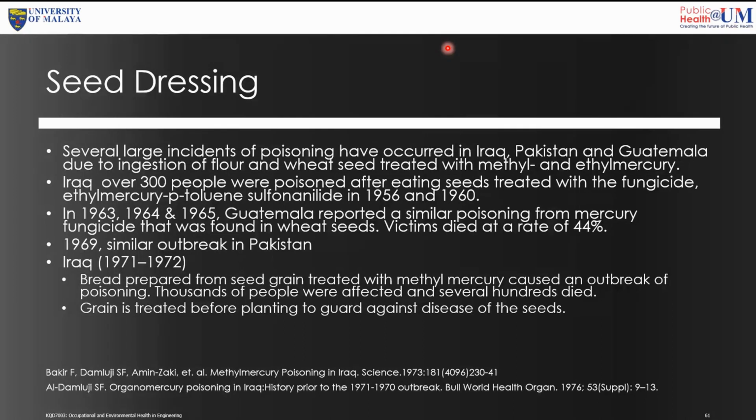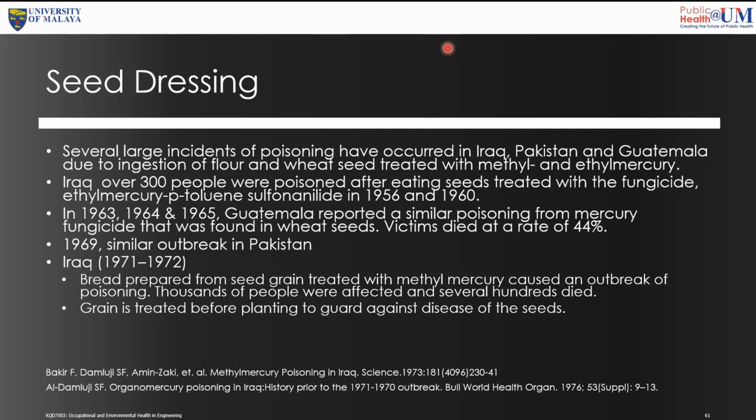In 1969, a similar outbreak occurred in Pakistan. Iraq again in 1971 and 1972: bread prepared from seed grains treated with methyl mercury caused an outbreak of poisoning. Thousands of people were affected and several hundred died. Grain is treated before planting to guard against disease of the seed.